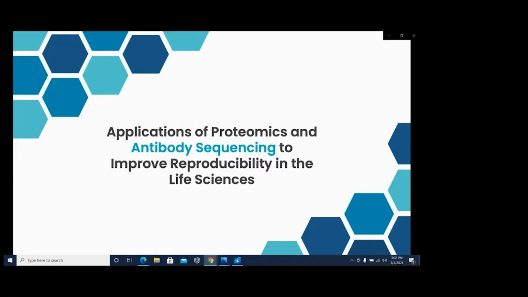Today, I'm going to focus on antibodies specifically because of their sheer ubiquity in the life sciences and just how much we rely on them for our day-to-day research. But it's important to note that the same proteomics approaches we discuss can be applied to really any protein to further characterize it.